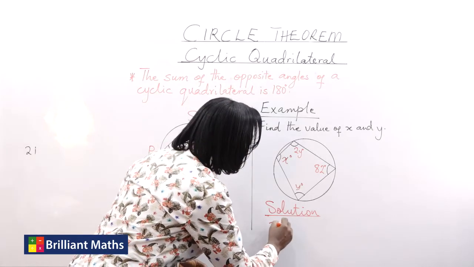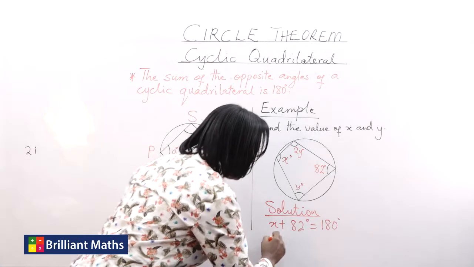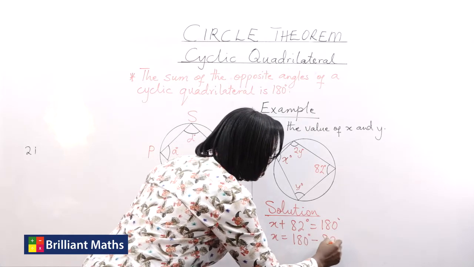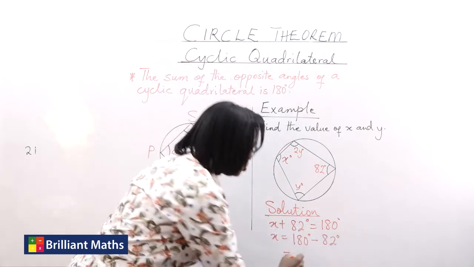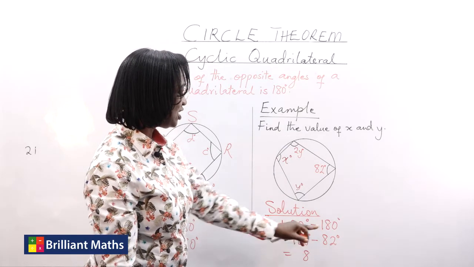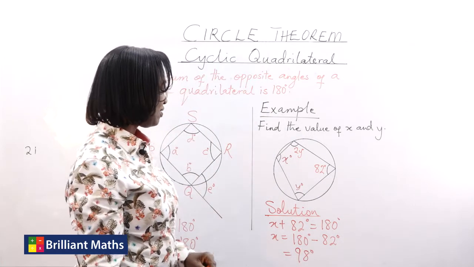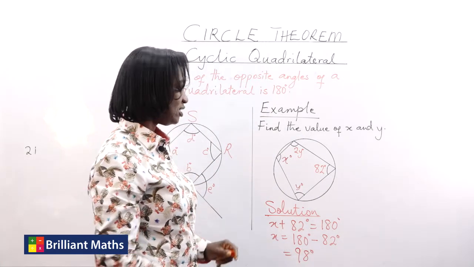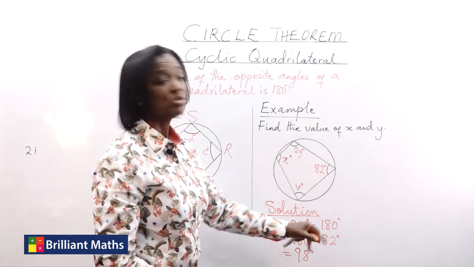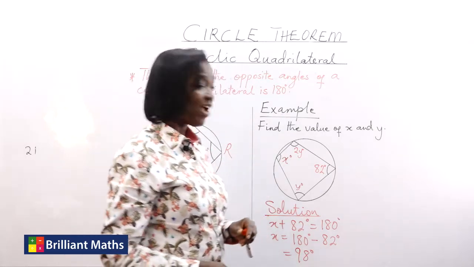So x plus 82 degrees is equal to 180 degrees. So x is 180 degrees minus 82 degrees. 10 take away 2 will give us 8. And then we have a 7 there. So 17 take away 8 will give us 9. So that means that x is 98 degrees. 98 plus 82 is equal to 180 degrees. So that's good. Next, we're supposed to find y.